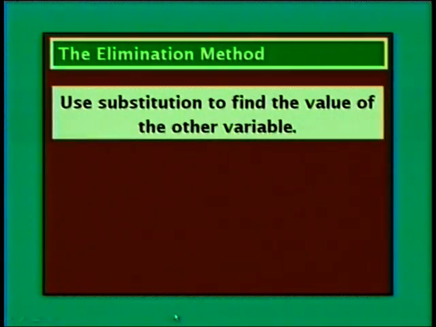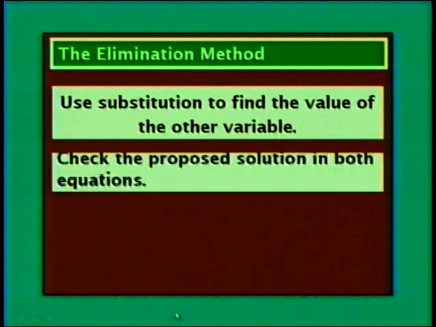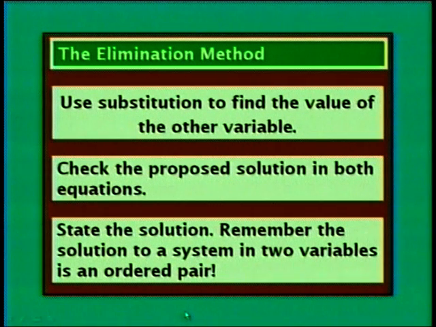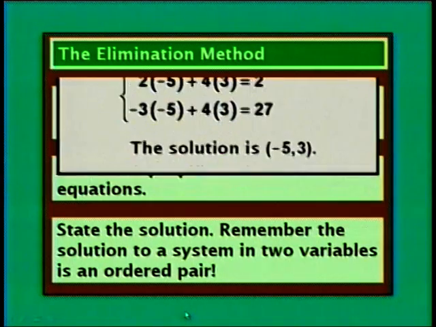Now I need to use substitution to find the value of the other variable. I need to check the proposed solution in both equations, and I need to state the solution, remembering that the solution to a system in two variables is an ordered pair.